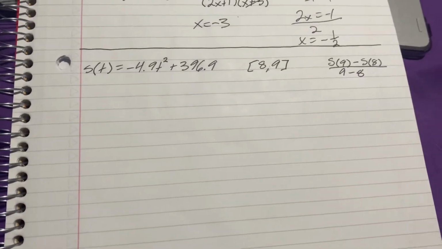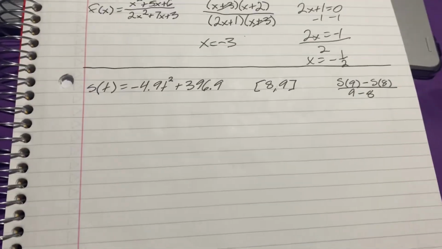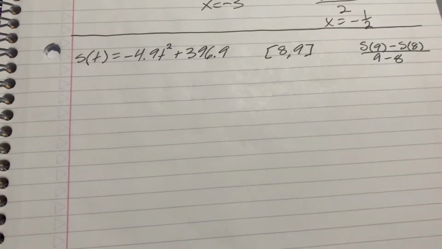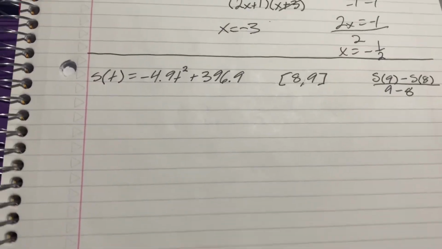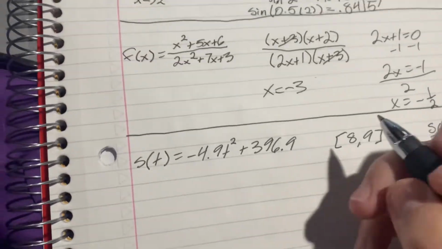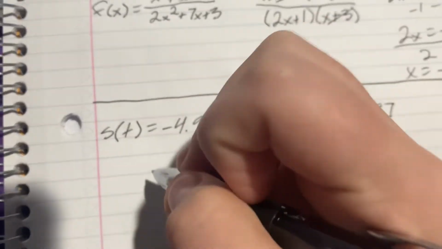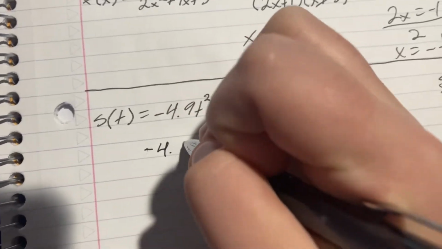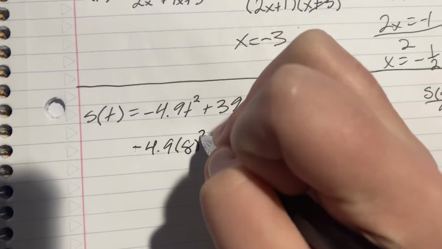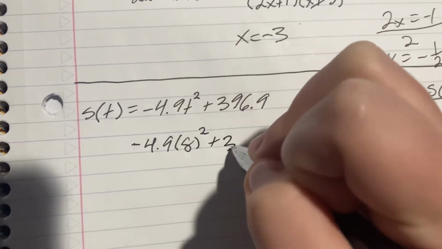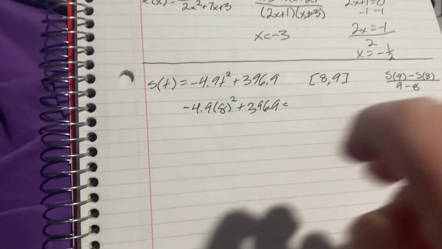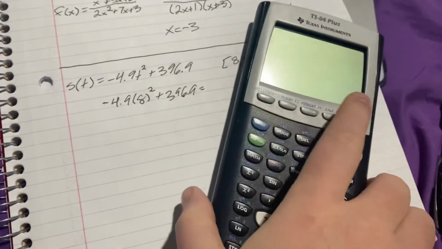All right, for the next one, it says that we are trying to find the height in meters of an object after it has fallen a certain amount of seconds. So 8 and 9 are going to be our seconds that we're going to plug into this equation. So we're going to go ahead and go -4.9 times, we'll start with 8 squared plus 396.9 in order to find how many meters in the air it is.